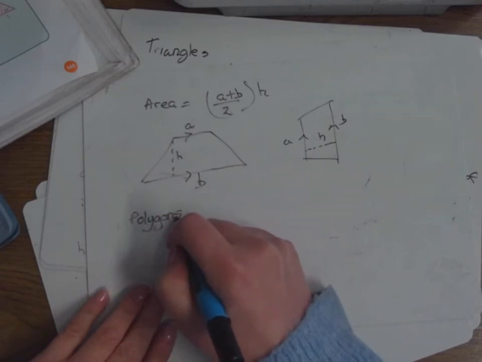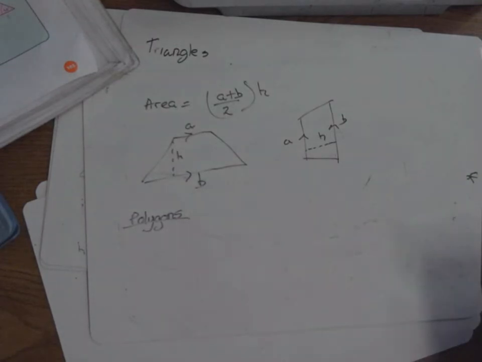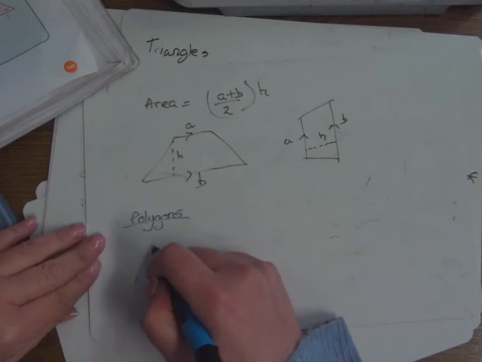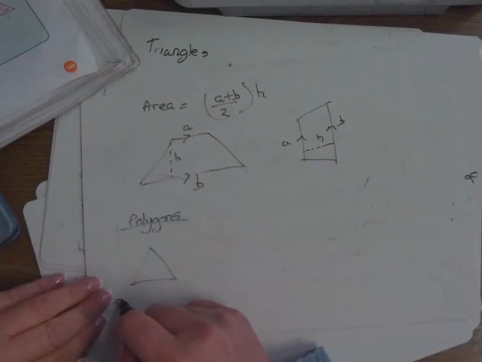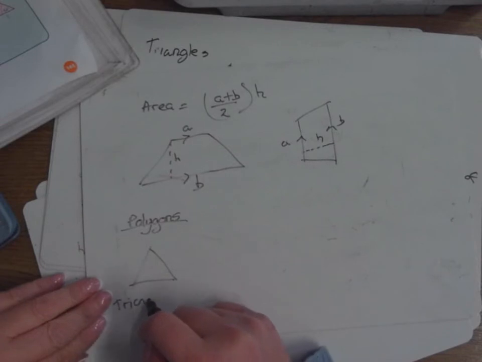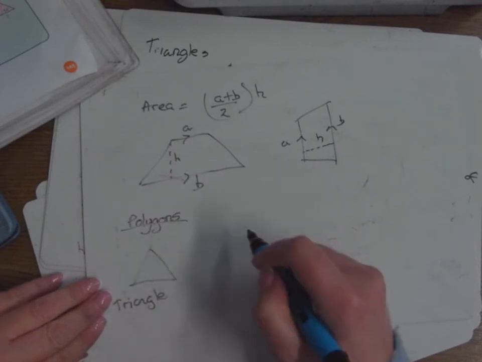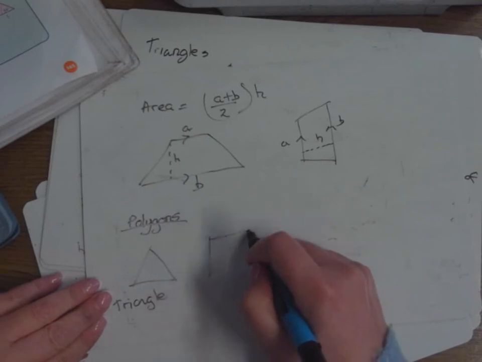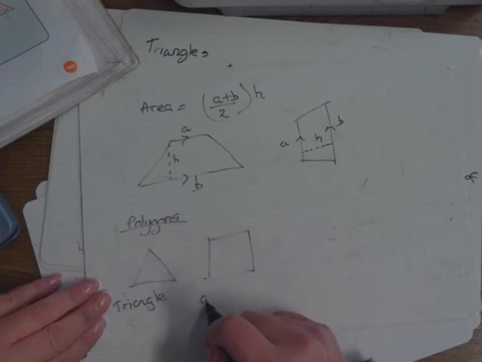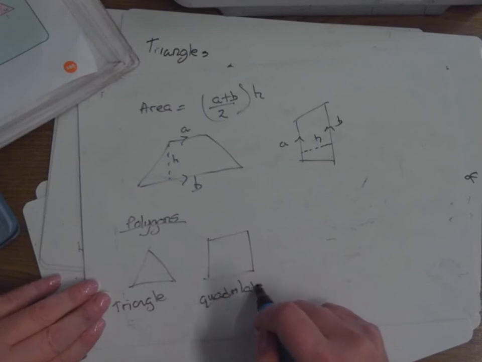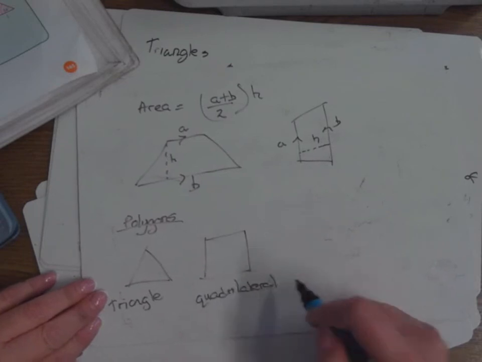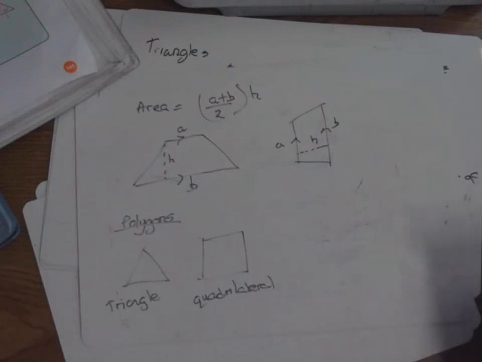Right, polygons, poly means many, so it's a many-sided shape. So if I had three-sided, what's that called? A triangle. Right, if I had a four-sided shape, what's it called? A quadrilateral. Okay, I've drawn a square kind of, but it can be a rectangle, it can be a parallelogram, it can be a weird-length shape, it just has to have four sides.